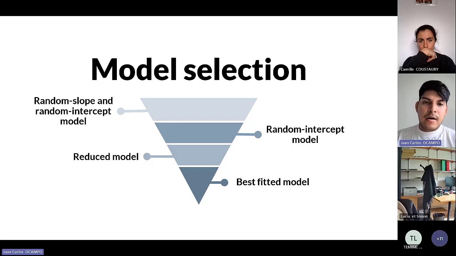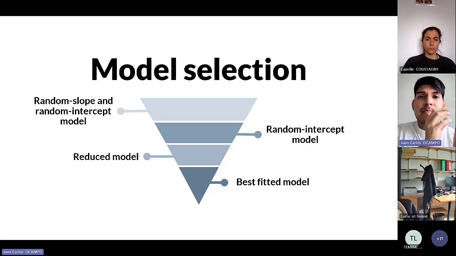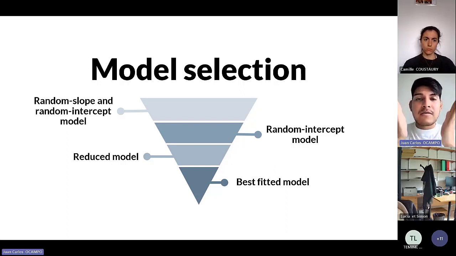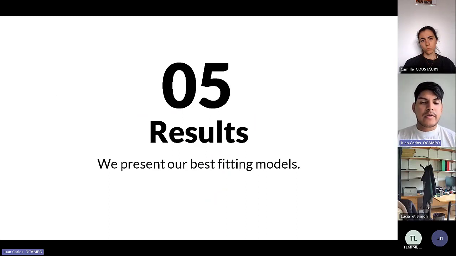Now, our model selection. Our general strategy was pre-registered, and it goes from having a theory-driven, fully specified model with random slopes and random intercept, and then going successively through a random intercept model, fixed effects models, reduced models, and overall a best fitted model. So this is how we're going to present it. We compare the performance of our models via LRT, the likelihood ratio test. And now we can talk about the results.